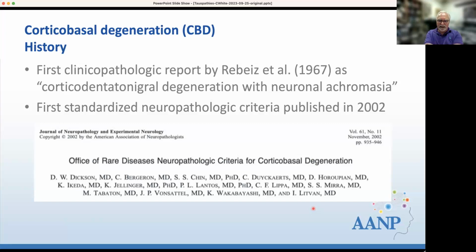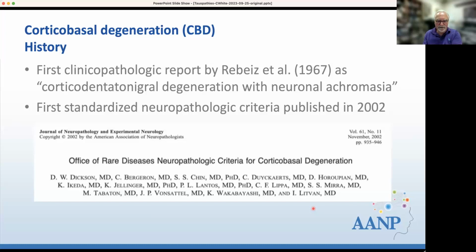The first standardized neuropathologic criteria were published in 2002 by Dennis Dickson et al. under the title, the Office of Rare Diseases Neuropathologic Criteria for Corticobasal Degeneration.